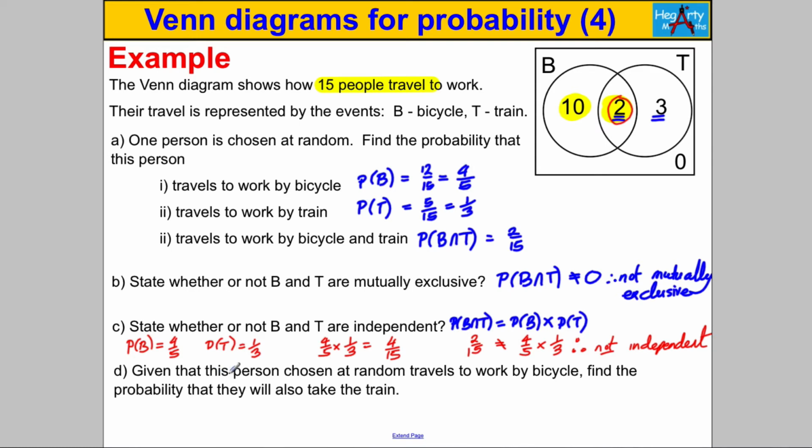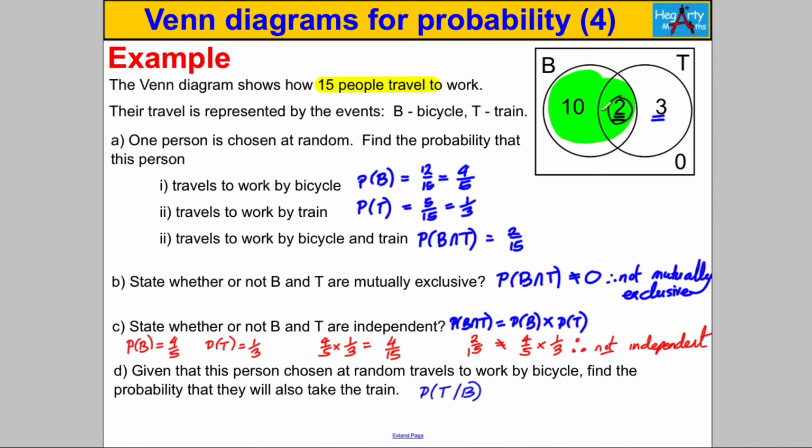And the last one, given that this person chosen at random travels to work by bicycle, find the probability that it will also take the train. So we're trying to work out the probability that they take the train given that you know that they took the bicycle. Well, let's have a think about this. What's the probability they took the bicycle? We know it's these options here. There are 12 possible options there.